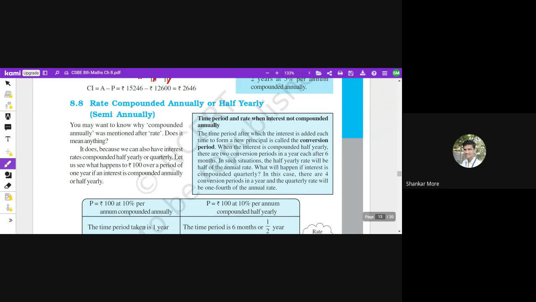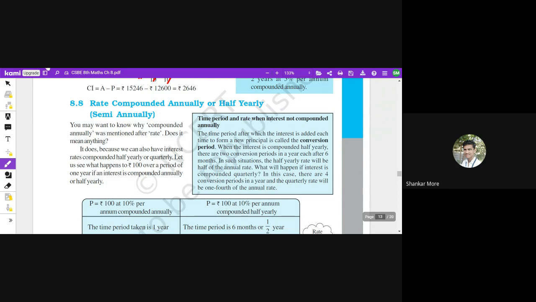The time period after which the interest is added each time to form a new principal is called the conversion period. When an interest is compounded half yearly, there are two conversion periods in a year, each after 6 months. In such situations, the half yearly rate will be half of the annual rate. What will happen if interest is compounded quarterly? In this case, there are four conversion periods in a year, and the quarterly rate will be 1/4 of the annual rate.